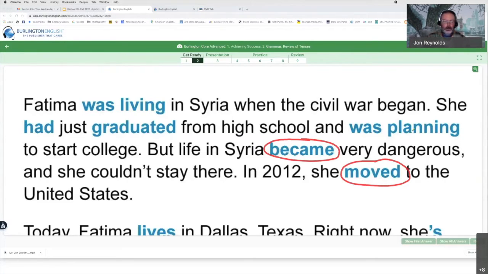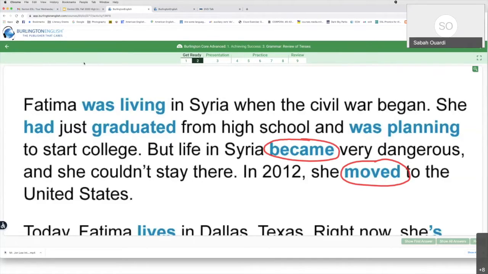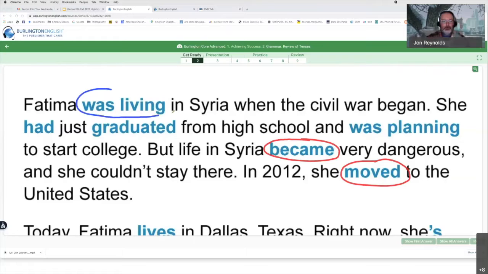Okay, now I'm going to switch colors. Let's see if I can do that. All right, I'm going to use blue now. Okay, now who can tell me which ones are in the past progressive or past continuous? Was living. Okay. Was living. All right, any others? And was planning. All right, very good.